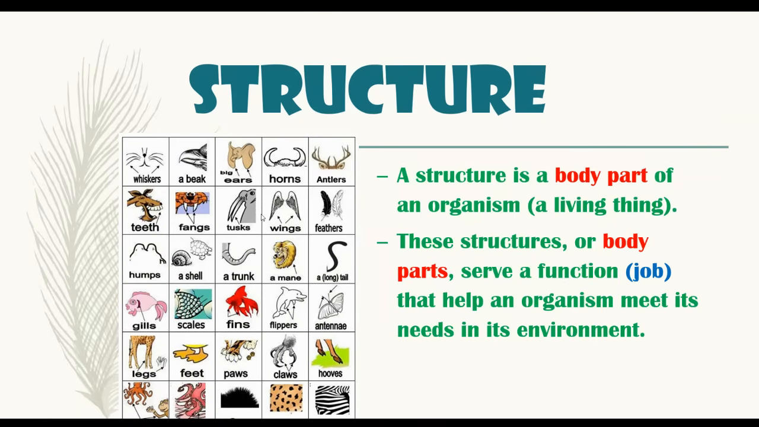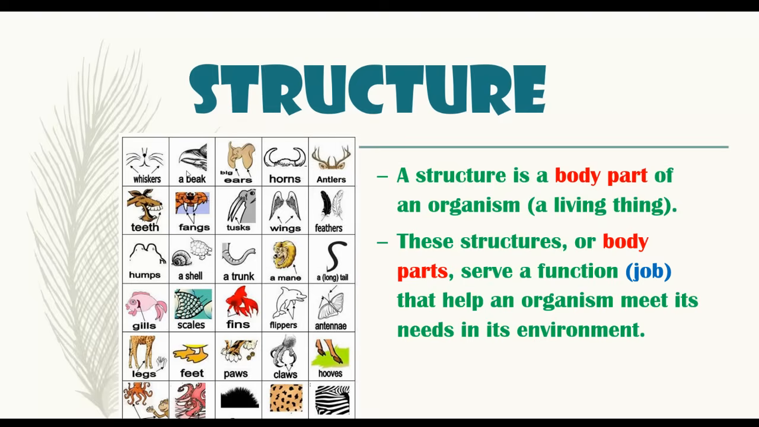So these are all structures of animals, and again, they have these body parts, these structures, for a function, for a job. For example, the whiskers, that's a structure, that's a body part. But again, lions or cats, they have the whiskers for a reason. So the job of the whiskers, or the function, would be maybe to keep flies away.